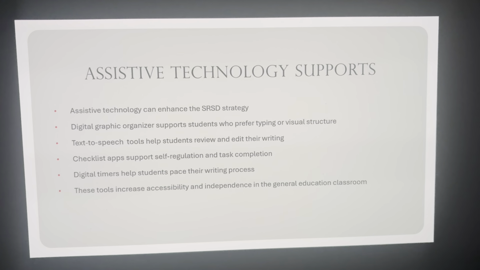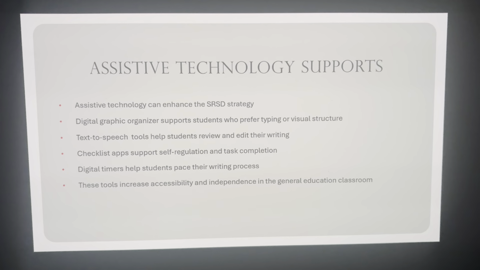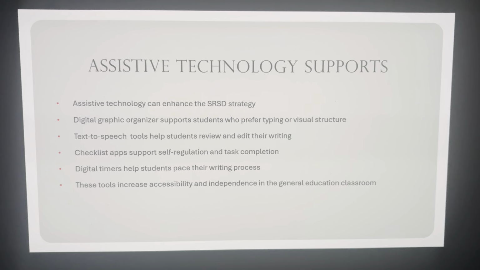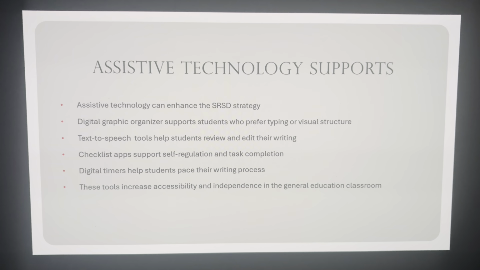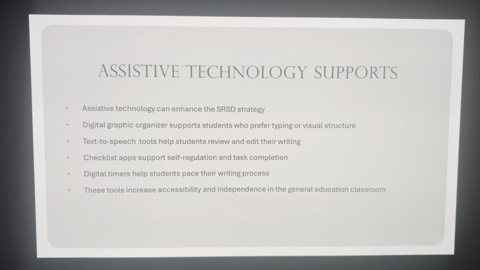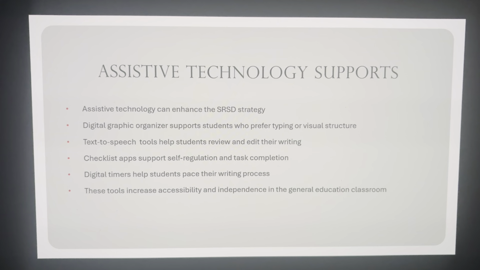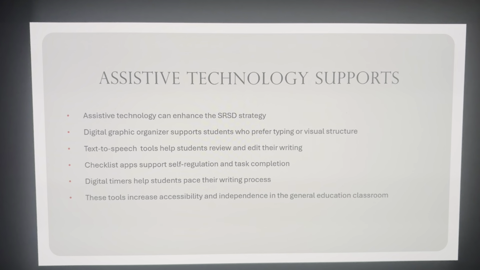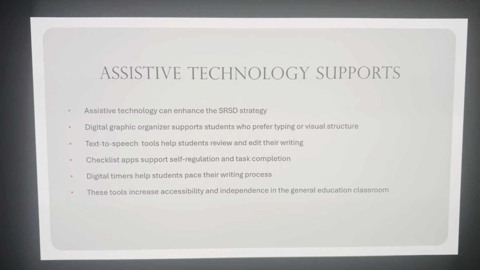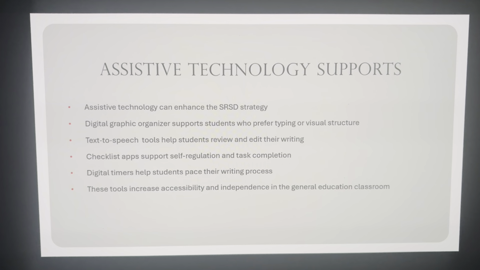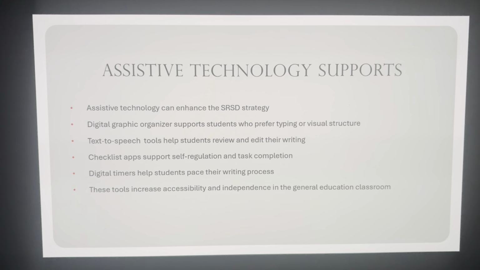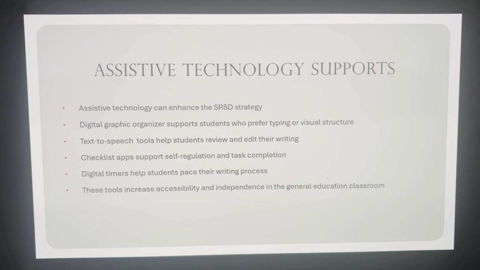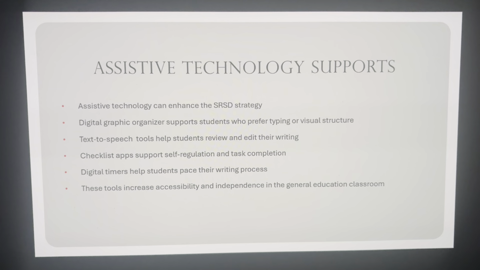Assistive technology can also enhance the strategy. For example, a digital graphic organizer can help students who prefer typing or who benefit from visual structure. Text-to-speech tools can support students who need help reviewing their writing. A simple checklist app or digital timer can help with self-regulation and pacing. These tools make the strategy more accessible and help students participate more independently in the general education curriculum or classroom.